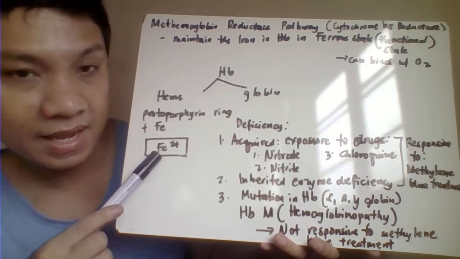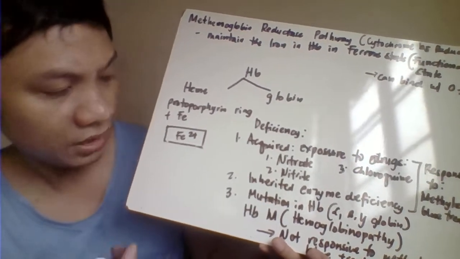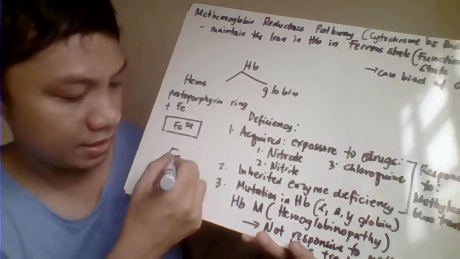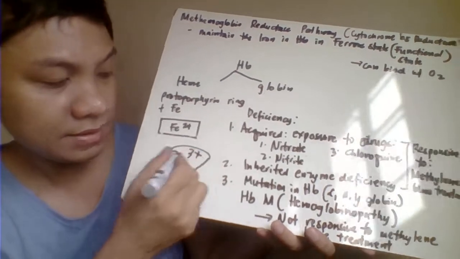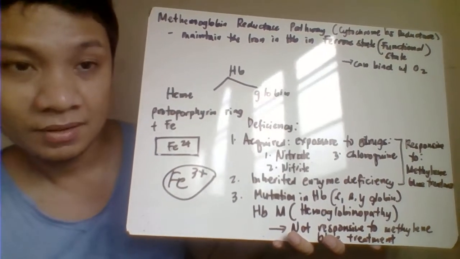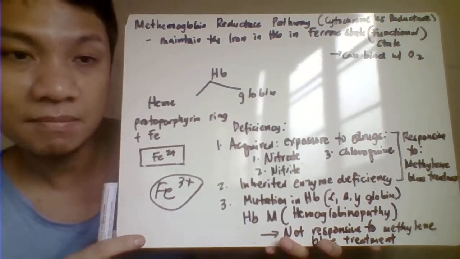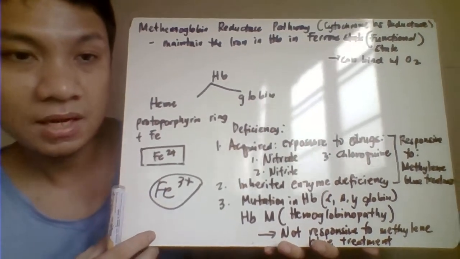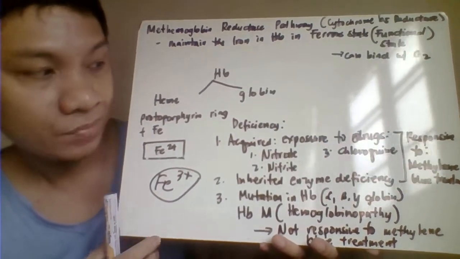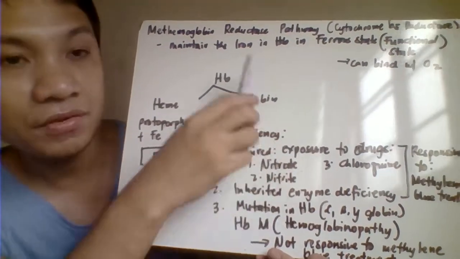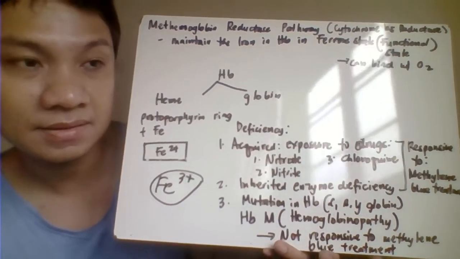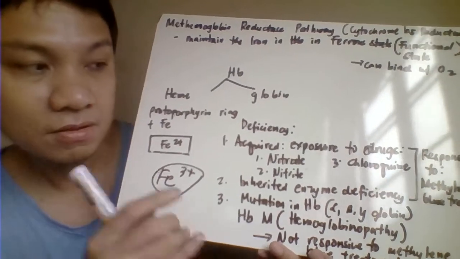Pag nasa ferric ito, anong ferric natin? That's your Fe3+. This is non-functional. Okay, so pag ganitong iron mo in your hemoglobin, the ferric state, it could not bind with oxygen and therefore could not deliver. So we have your deficiency of your methemoglobin reductase enzyme may be related to the following condition.